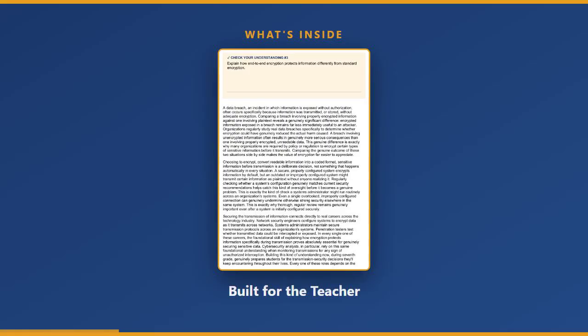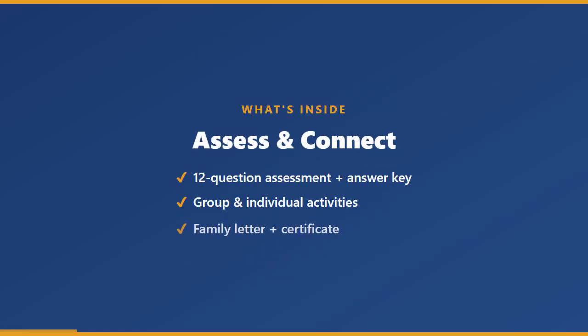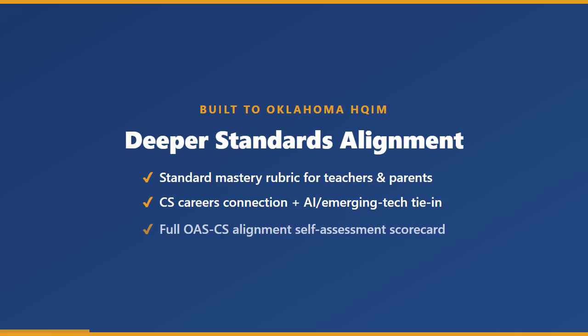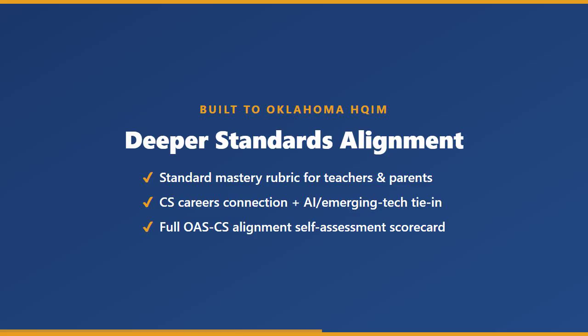Inside, a full teacher guide with pacing, misconceptions, and a scoring rubric, plus a content lesson with built-in comprehension checkpoints. This unit includes a standard mastery rubric for teachers and parents, a visual encrypted vs unencrypted comparison chart, a CS Careers connection, and an AI connection, all built to the Oklahoma HQIM rubric, plus a 10-question assessment with answer key, group and individual activities, vocabulary puzzles, a family letter, and a certificate of achievement.